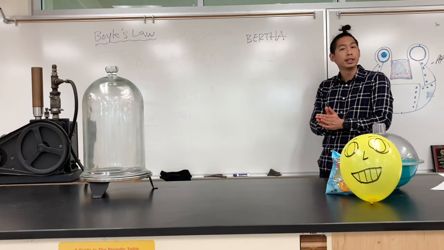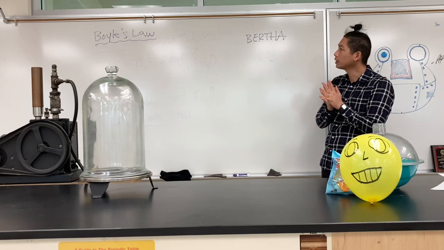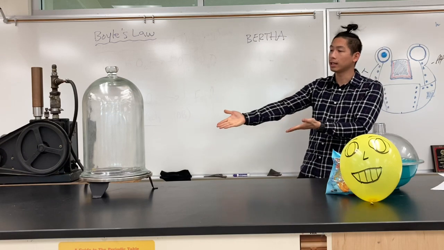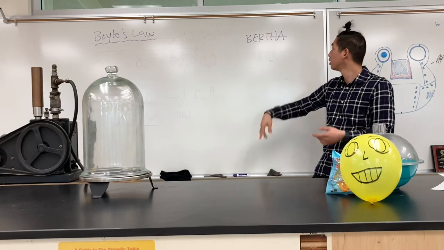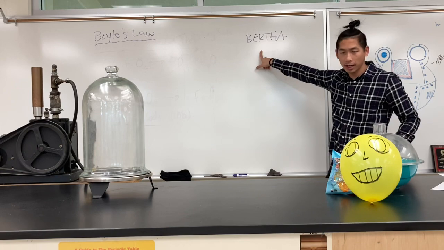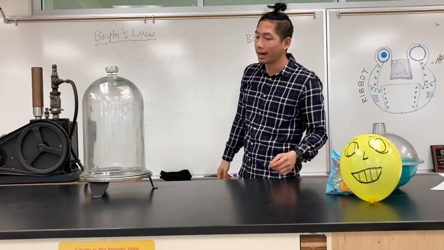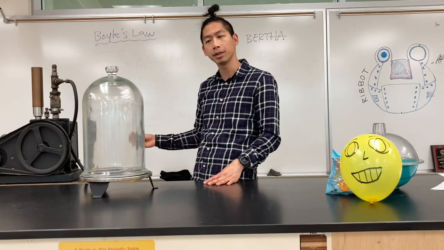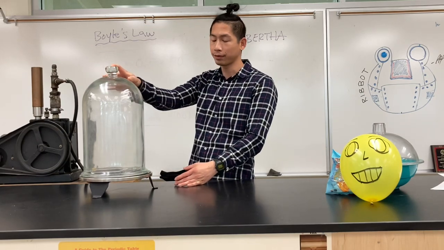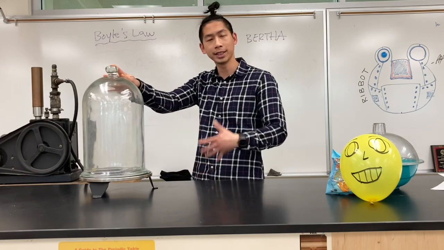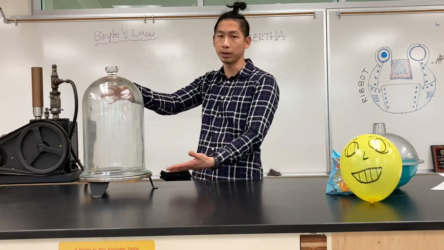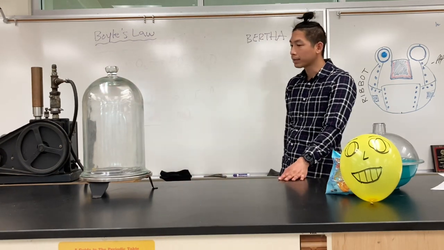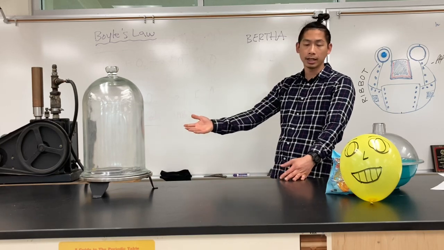What's up everyone? Today we are going to be looking at Boyle's Law. And so we're going to learn about Boyle's Law by using this wonderful device here. I'm going to introduce you to her. Her name is Bertha. So Bertha is a really wonderful machine. She's actually a vacuum. So she'll be able to pull air out of this chamber and therefore reduce the pressure in there, and we can see how that affects the volume of various items in here. So we're going to learn Boyle's Law, and yeah, we're going to use Bertha here. So let's get to it.